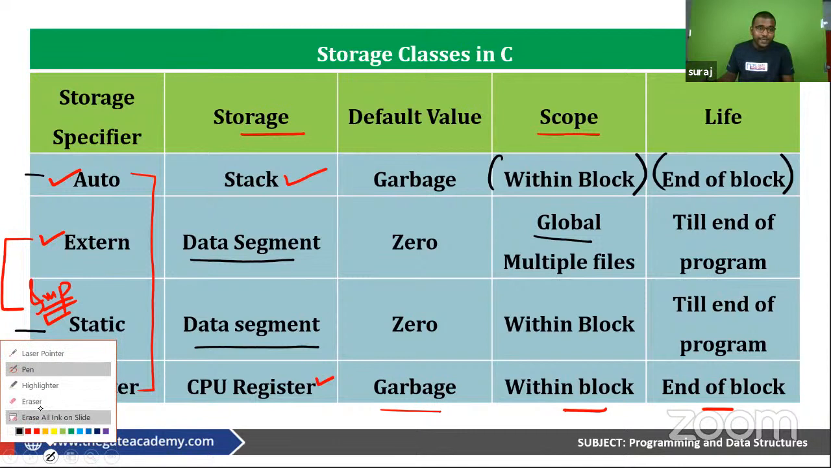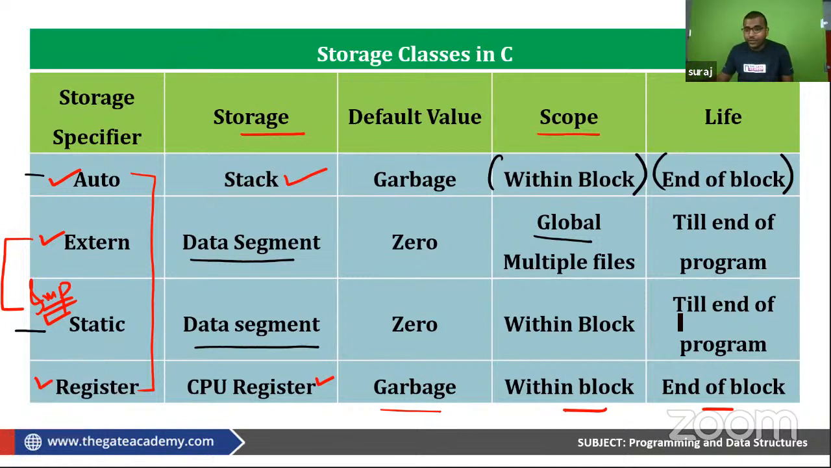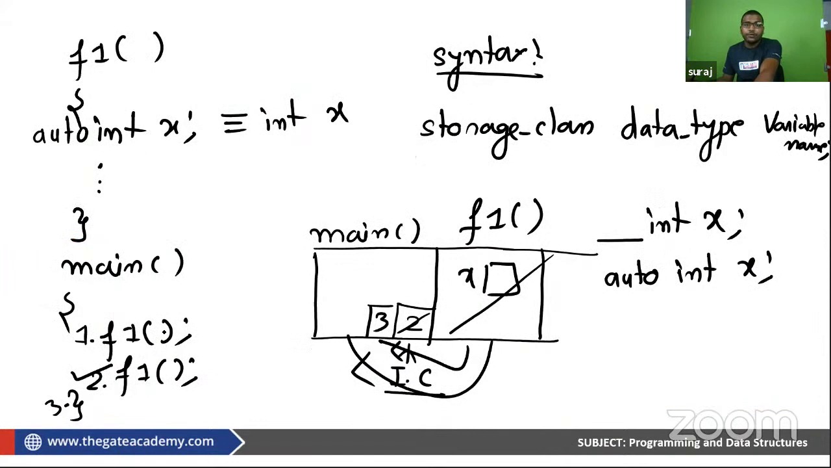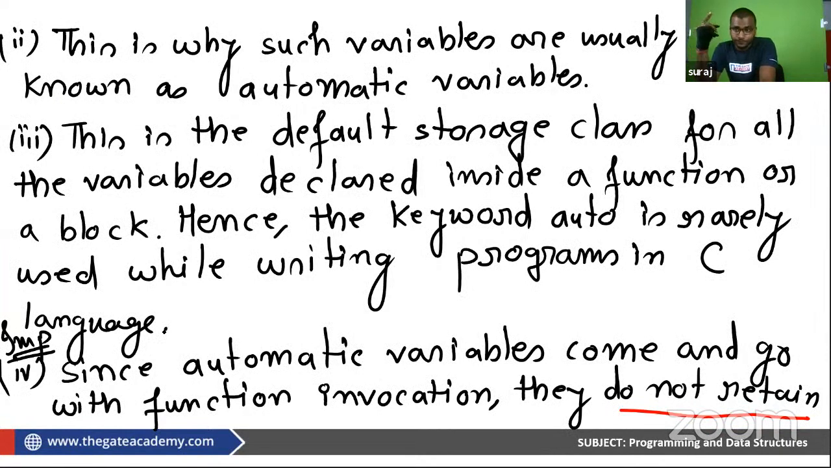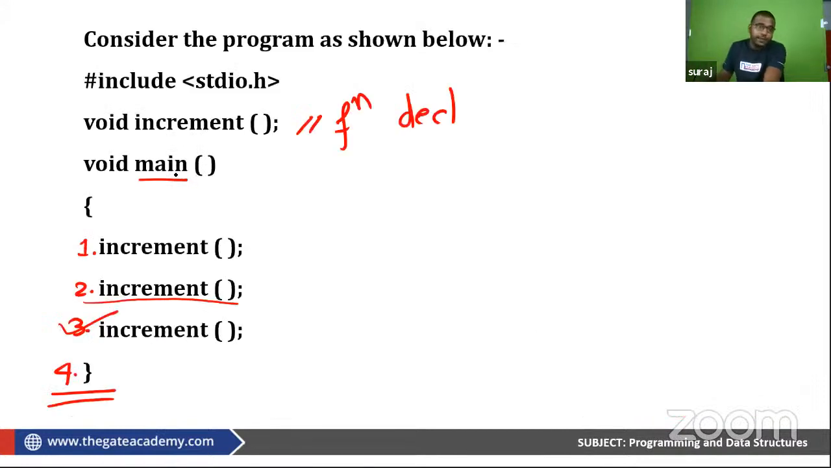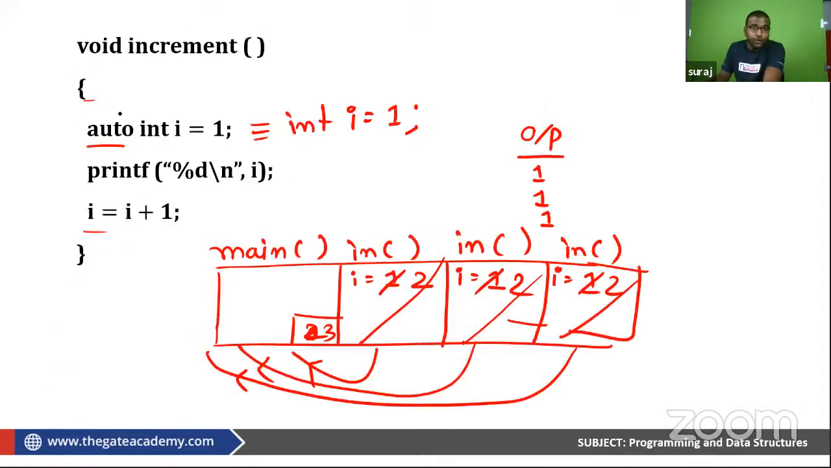But it is alive till the end of the program. See, with an example, it will be more clear. What I want to say is, when you are calling the same function again and again, like in your auto class, we have seen one function, increment. Now see here, in increment you are writing auto, then you have seen the output as 1 1 1.